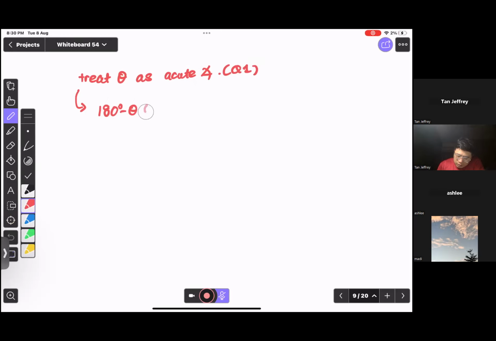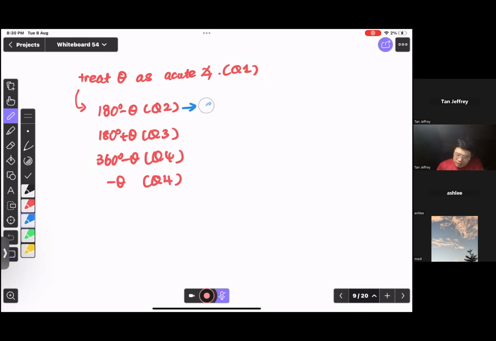Then 180 minus theta will be in quadrant 2. Then 180 plus theta will be in quadrant 3. 360 minus theta will be in quadrant 4. Negative theta will also be in quadrant 4.